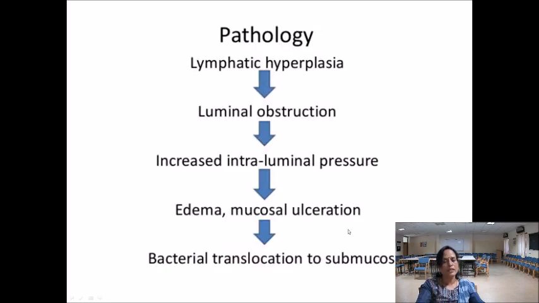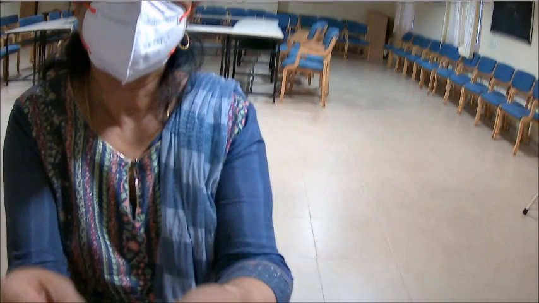Okay, so we'll see this pathology now. If you think this is the appendix, lymphoid hyperplasia is another cause of obstruction. The lymphoid follicles, when they become hyperplastic, cause luminal obstruction because they are in the submucosa. So there is an increase in intraluminal pressure, edema and mucosal ulceration, and bacterial translocation to the mucosa.